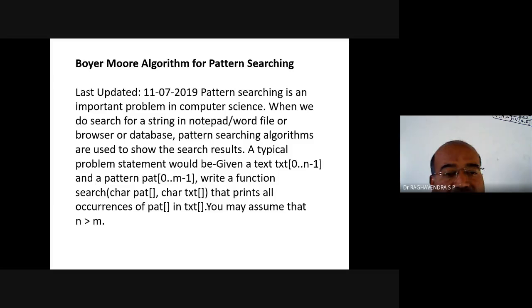It was last updated in 2019. It's a technique of pattern searching. A pattern is a substring, and this substring needs to be searched in a text. In computer science, it plays a very important role. We search for strings in Notepad, MS Word, WordPad. If there is a huge Word file and you want to search a particular pattern in it, you will go for Control F. Yes or no?